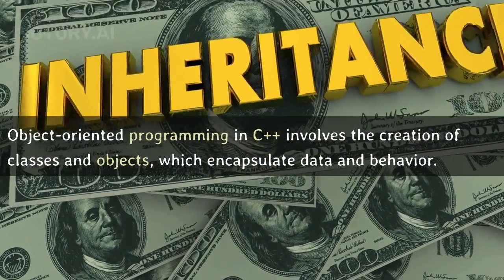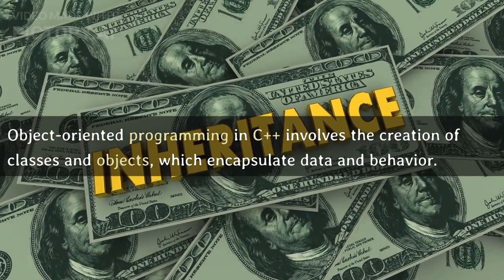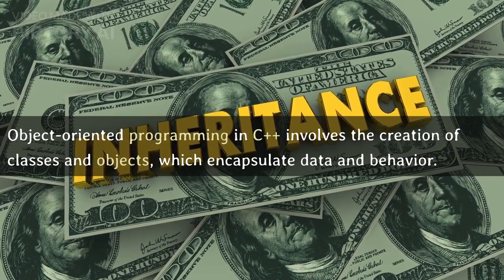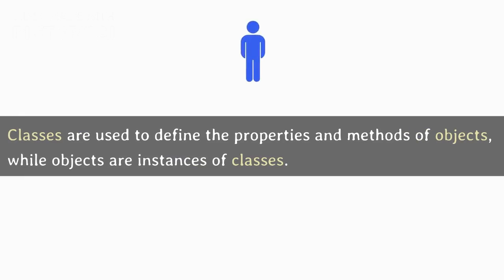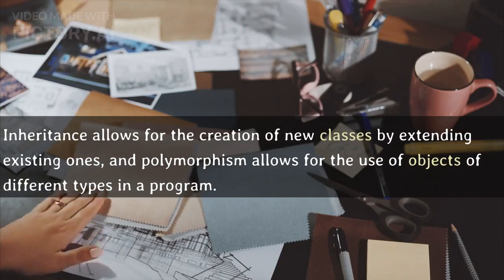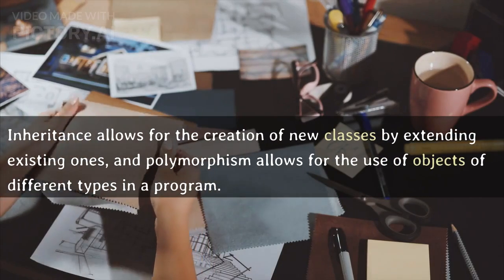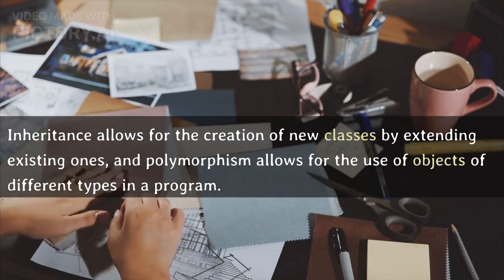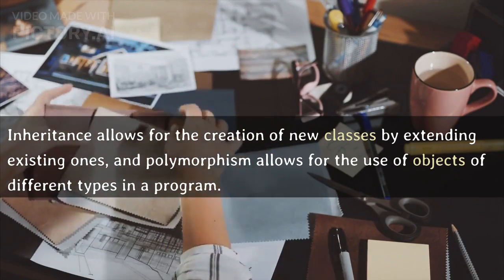Object-oriented programming in C++ involves the creation of classes and objects, which encapsulate data and behavior. Classes are used to define the properties and methods of objects, while objects are instances of classes. Inheritance allows for the creation of new classes by extending existing ones, and polymorphism allows for the use of objects of different types in a program.